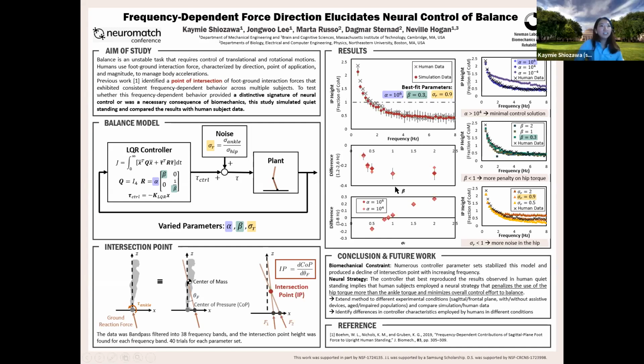So I actually didn't collect the human data. It was done by researchers at University of Wisconsin-Madison. But the human subjects were healthy, young subjects, I think under 30, and there were 10 subjects, and they were standing without any external perturbations on a force plate to measure the force vectors and find the intersection point as shown here.